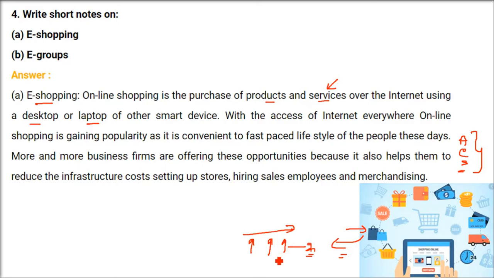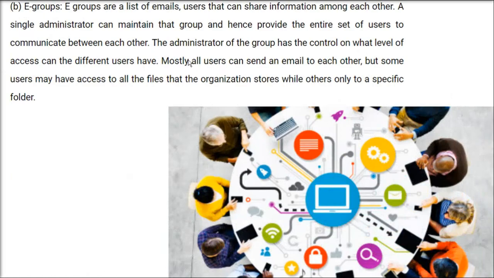Sometimes, people like me, if I want to make a trouser, I have to go to the tailor, so I cannot go online for this. For shoes, I need proper fitting. I cannot just go and buy. So there are certain aspects where you cannot do e-shopping. Some choices are also there. So this reduces all e-shopping infrastructure cost, sales employees, merchandising, all this is eliminated.